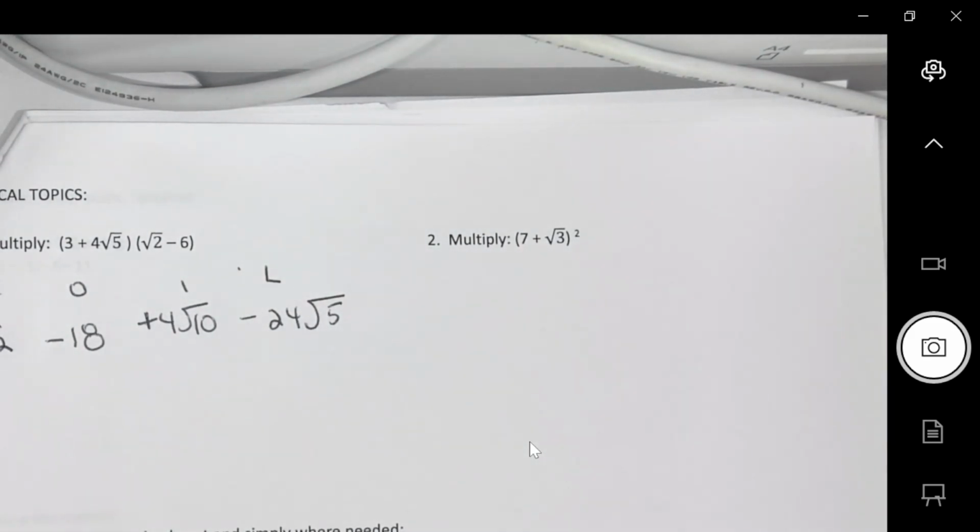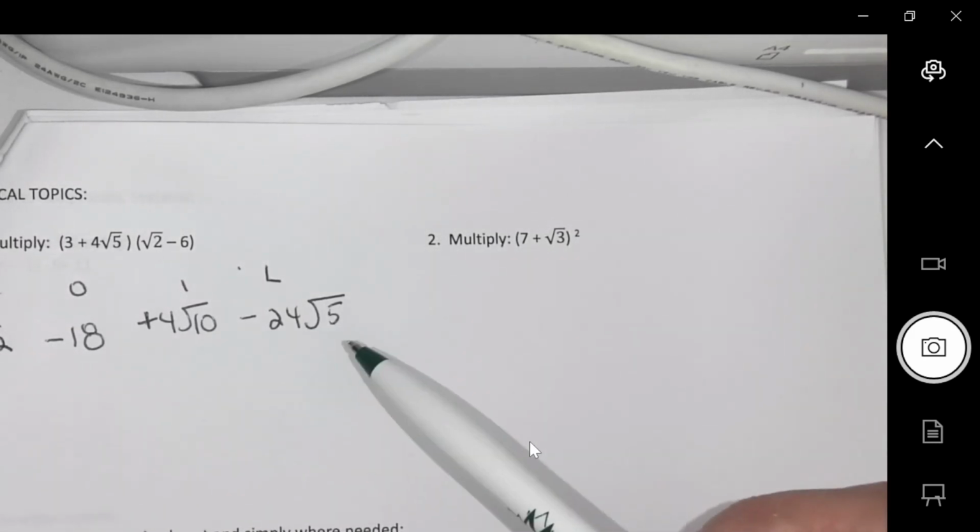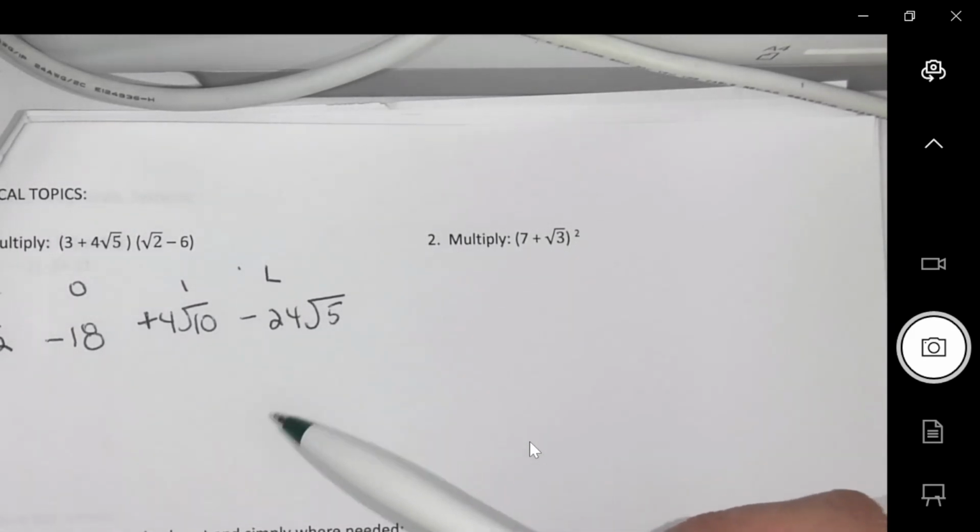So you're looking if you can simplify it any further by collecting root 5s with other root 5s, or whole number parts with whole number parts. Can't do anything. So that's it.